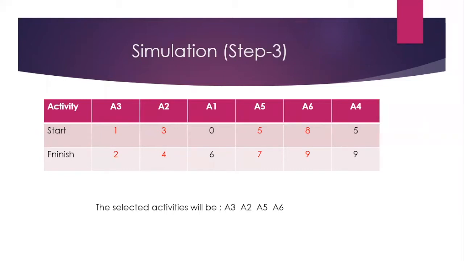Then we will compare A6 with the previously selected activity A5. A6's starting time is 8 and A5's finishing time is 7. 8 is greater than 7, so A6 will also be granted. Then we will compare A4 with the previously selected activity in the same way. A4's starting time is 5 and A6's finishing time is 9. As 5 is less than 9, this activity will also be eliminated. And by using this condition, the selected activities will be A3, A2, A5 and A6.